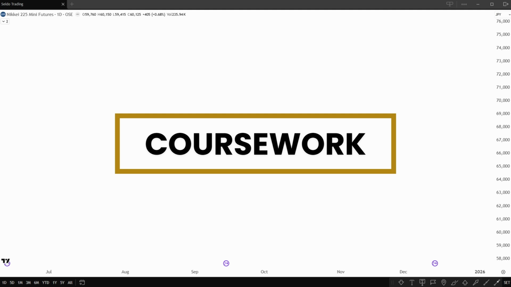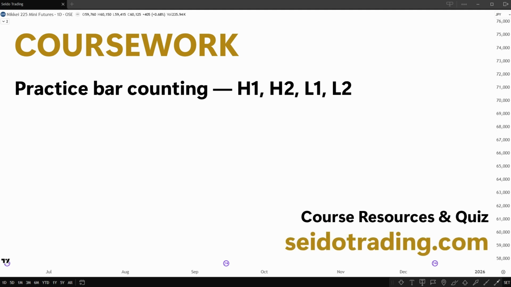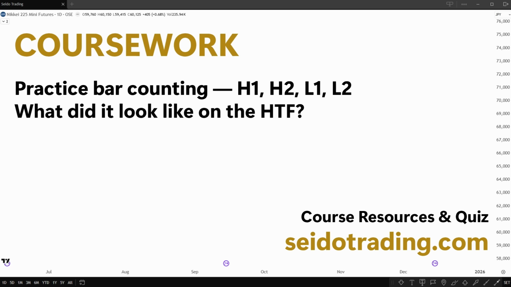Identify clear momentum on your chart. That's where bar counting applies. Within those periods, practice counting. Find pullbacks, identify H1s and L1s, and note where the count moves to an H2 or L2. What do candlesticks look like at each stage? How did it appear on your higher time frame?